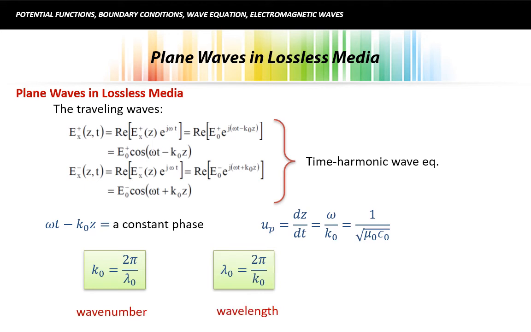For the traveling waves, we use time harmonic wave equations, and using a constant phase argument, we define phase velocity to be equal to this term, and we define two other important parameters. The first one is the wave number, which is equal to 2 pi over lambda, and the wavelength is equal to 2 pi over k.